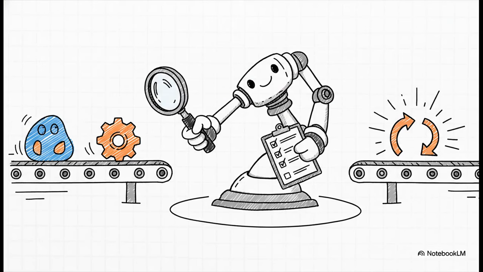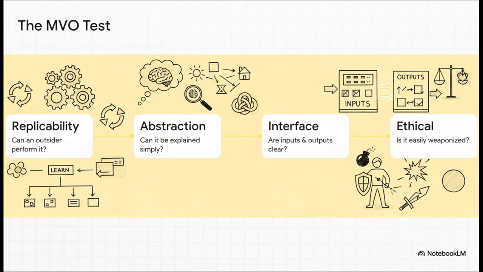Okay, but hold on. Before we start smashing these powerful tools together, we have to do a quality control check. You can't just throw 2 ideas into a room and hope for the best. You've got to prepare them. And that's where the minimum viable operator test, or the MVO test, comes in. Now, pay attention here, because this is an absolutely critical safety procedure.